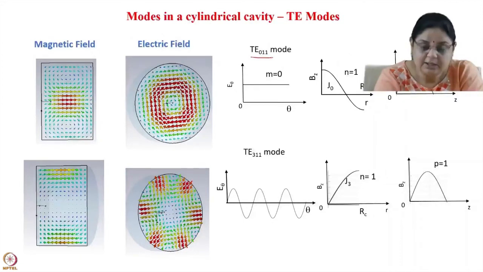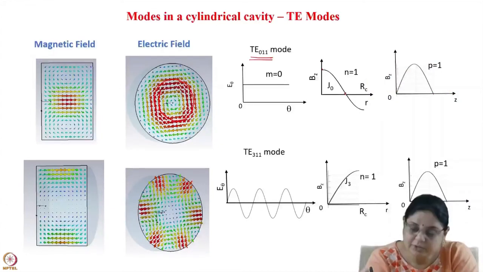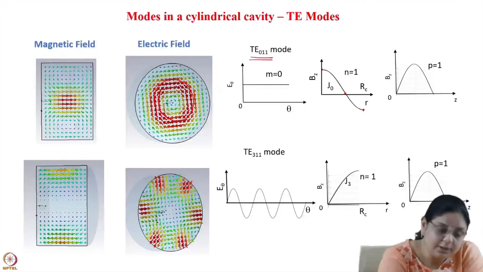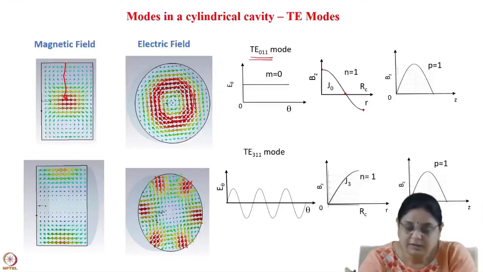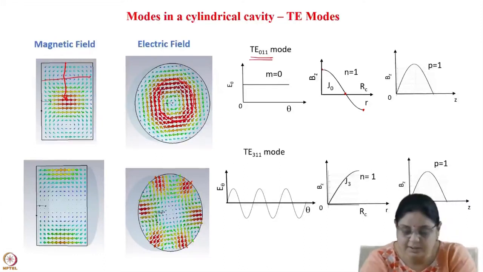If you see the TE011 mode, there is no variation in the field in the theta direction. And now because m is equal to 0, you have to see the variation of J0 from 0 to rc. So you see that it is maximum here, going to 0 here, and then again maximum in the opposite direction. Which you can see from here, it is maximum at r is equal to 0, going to 0, and then in the opposite direction here. And p is equal to 1, so you have one half period variation in the Z direction.